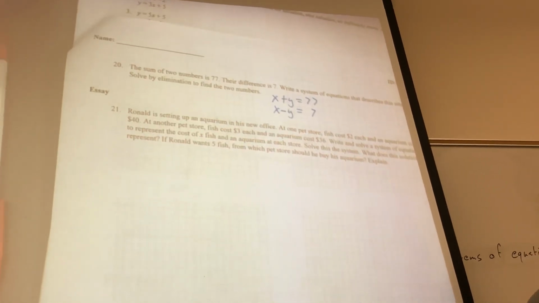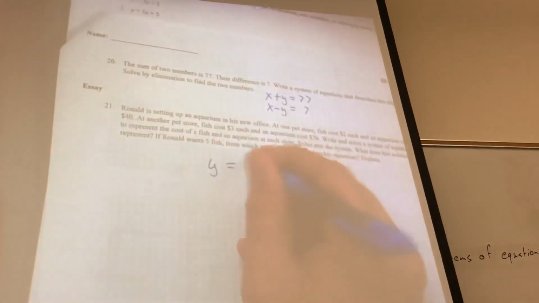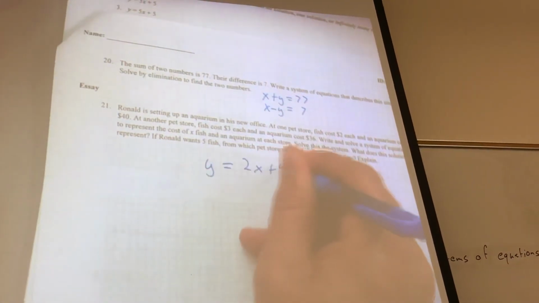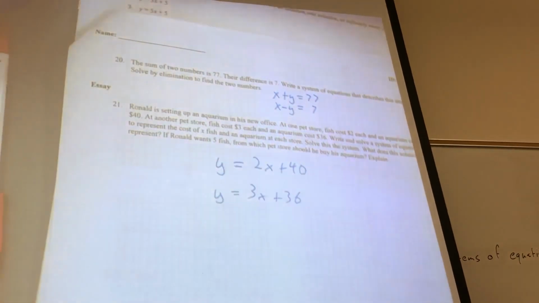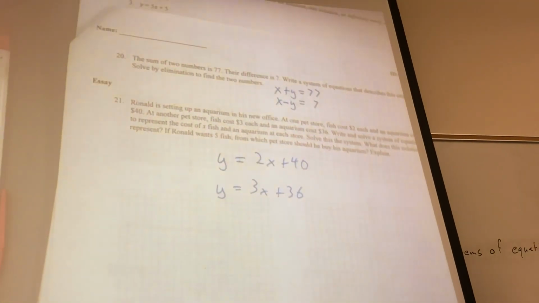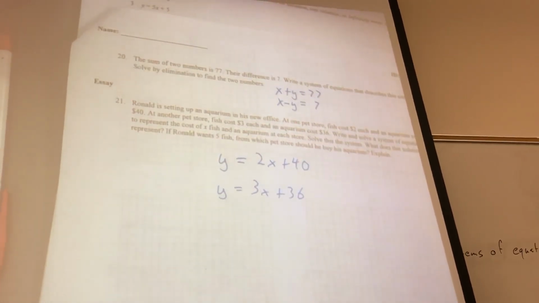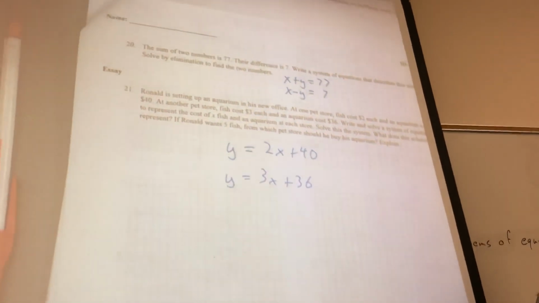Yeah, these are both in y equals form if you've been having trouble writing them. It's like y is equal to $2 per fish plus $40, and y is equal to $3 per fish plus $36. Just make sure when you're going down through this one that you answer all the questions. It asks for the solution. It asks what does that solution mean? And then it says if he's going to buy 5 fish, which one should he go to? Just make sure you answer all of those questions for this review, and that should get you in good shape.